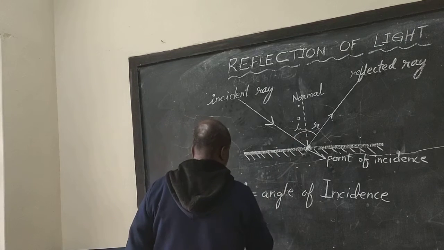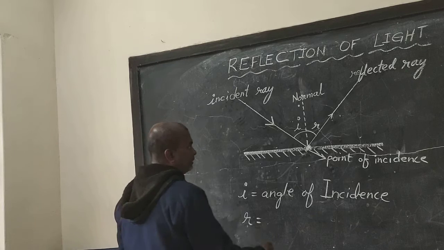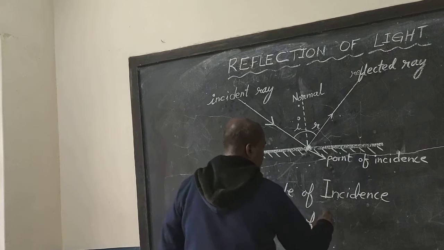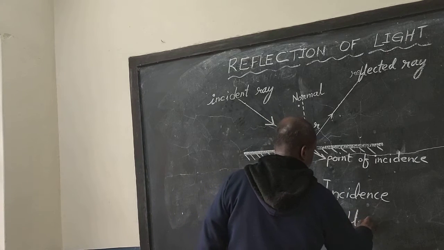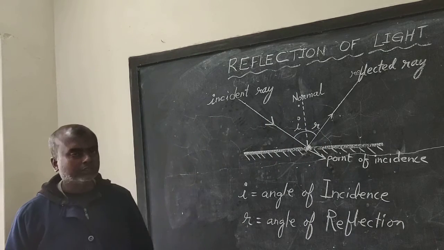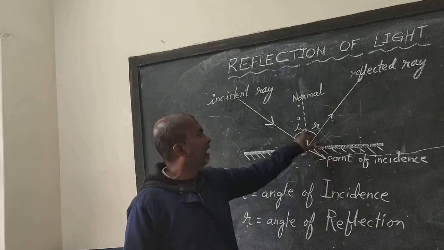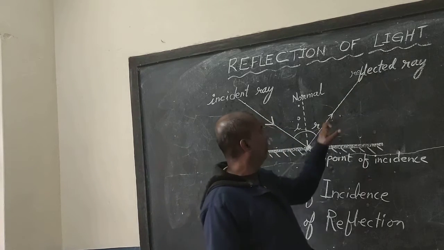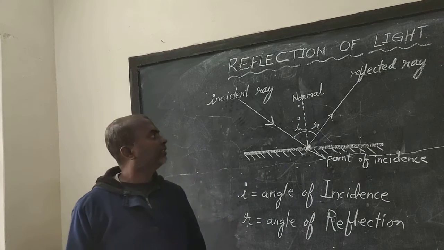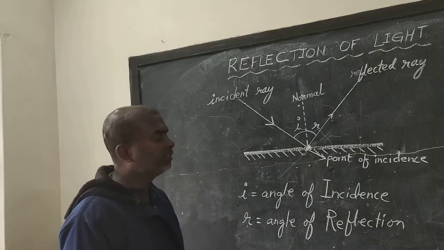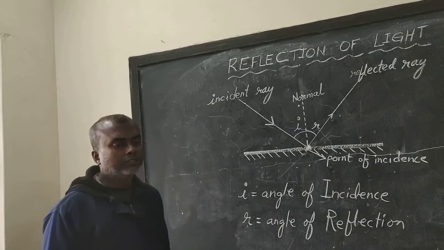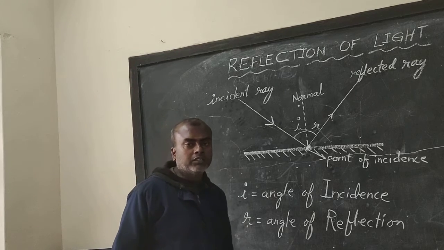Similarly, R. R stands for angle of reflection. Angle of reflection is the angle which the reflected ray makes with the normal line, and the reflected ray, the angle that they make with each other is called R. That stands for angle of reflection. Okay, so this is generally what is reflection.